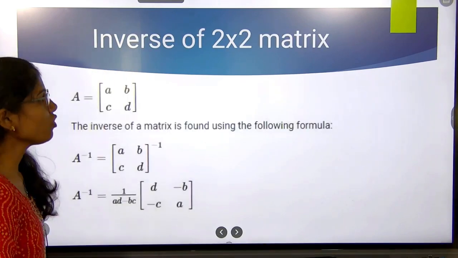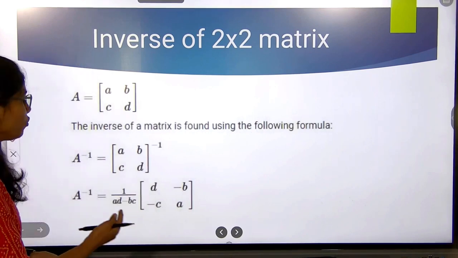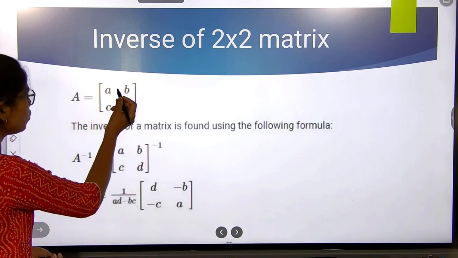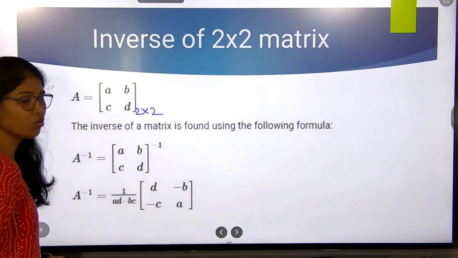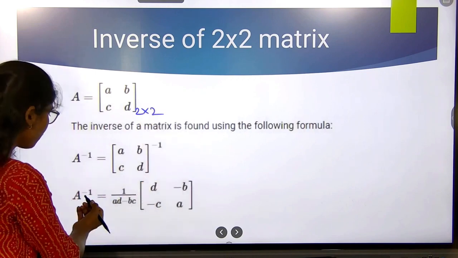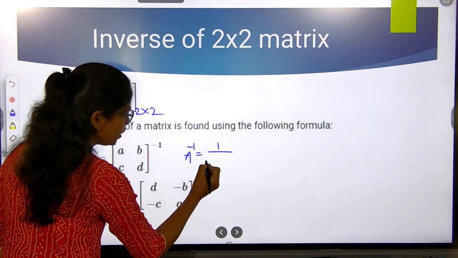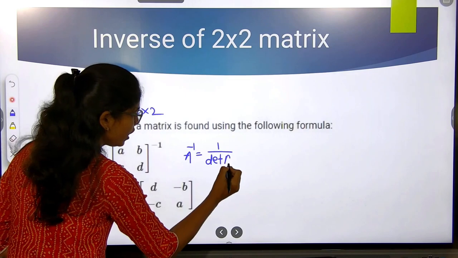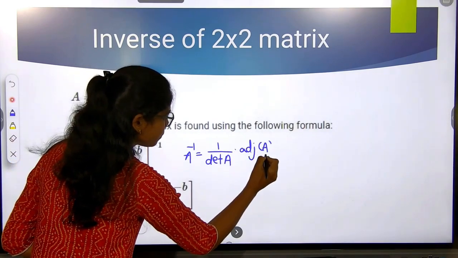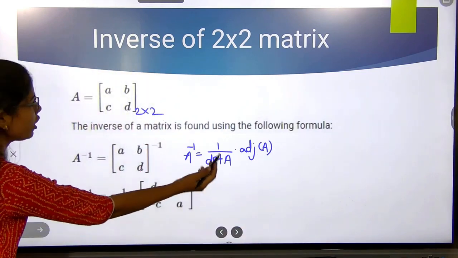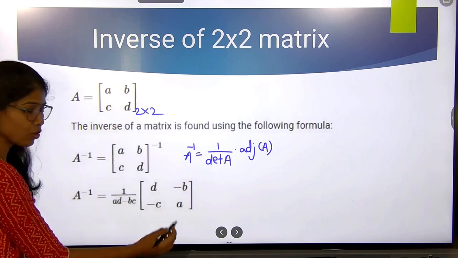Then inverse of 2 by 2 matrix. If your matrix is of order 2 by 2, then how to find inverse? So A equals to A, B, C, D. The order of this matrix is 2 by 2. So how to find that inverse? The formula for A inverse equals to 1 upon determinant of A into adjoint of A. Here determinant of this matrix is AD minus BC into adjoint of A.